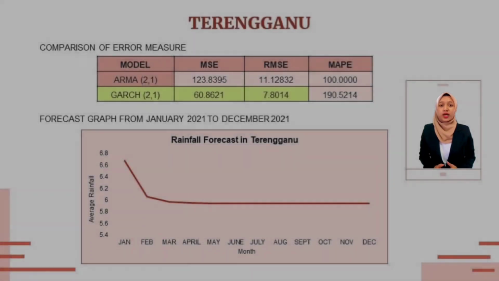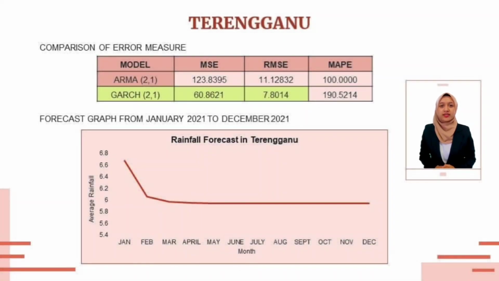For Terengganu, GARCH 2.1 is the best model since it gives the lowest value of MSE and RMSE in forecasting the future value. And this is the graph of rainfall forecast in Terengganu for GARCH 2.1. The decreasing pattern can be seen for the first quarter of the year and it slowly shows a straight line until the fourth quarter of the year.